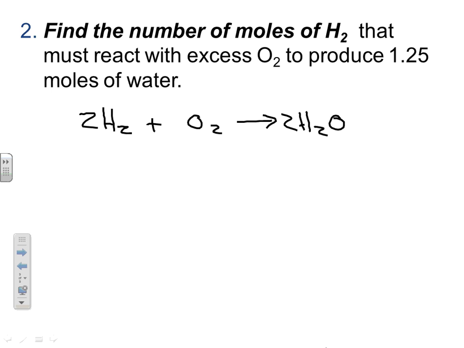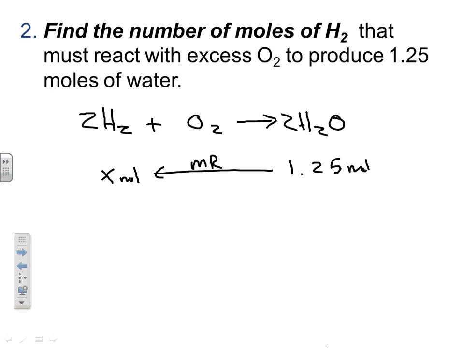Where is my number and where is my x? Yeah, the number goes with water. So 1.25 moles, that's how much we want to make. And where's the x? Under the hydrogen, x moles. How do we do this? We use the mole ratio. That's what this is all about.